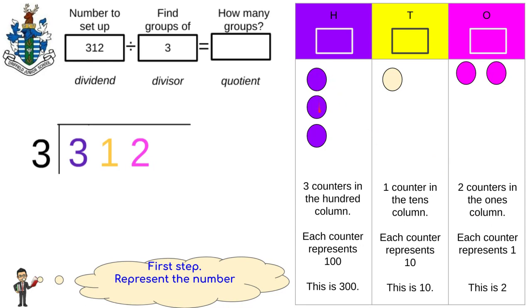Year 4, we've got counters, we've got 3 hundreds, 1 ten and 2 ones, so that represents 312. The Year 5 method, we've got the dividend here, we've got 3 in the hundreds, 1 in the tens, and 2 in the ones, 312. So representing exactly the same number, instead of using concrete manipulatives, this time we are using numerals.